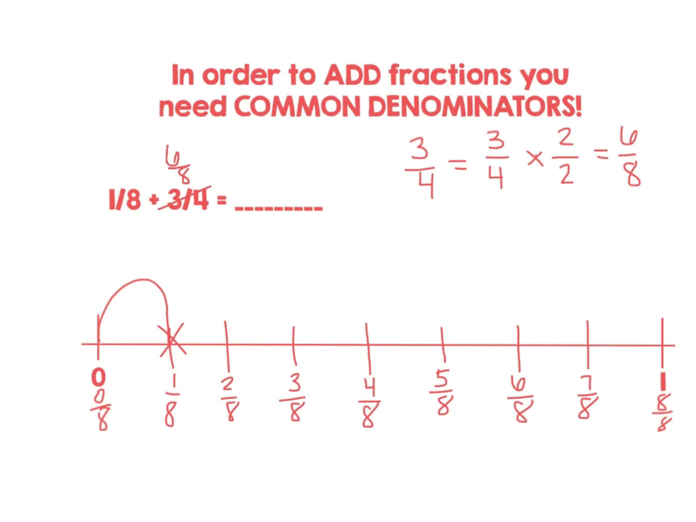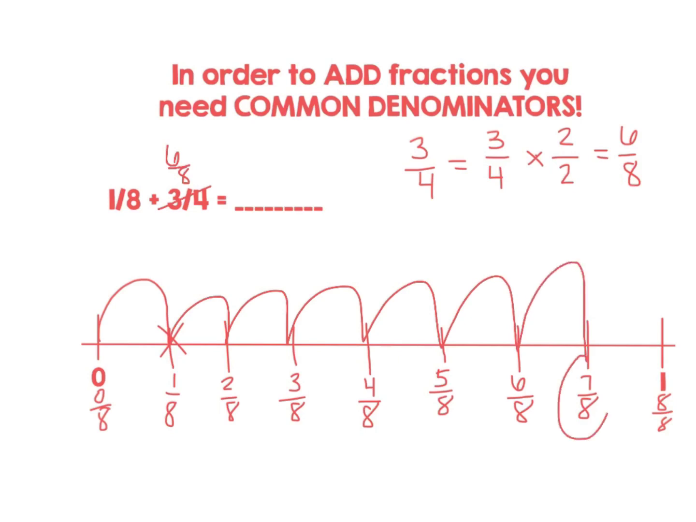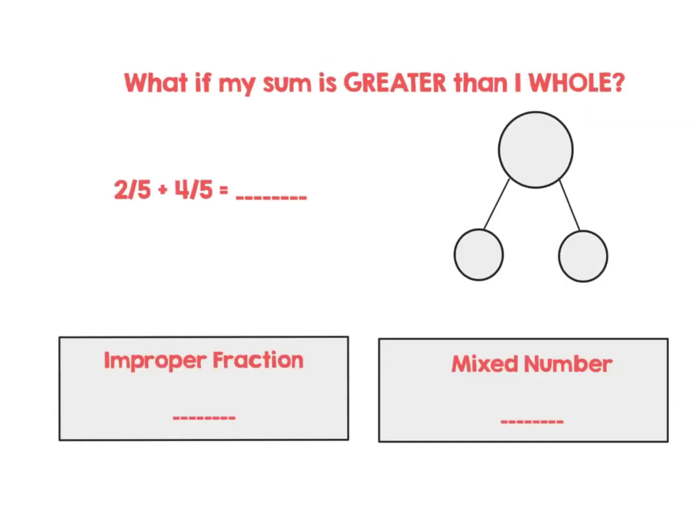So here we go. 1, 2, 3, 4, 5, 6. Hey, that makes sense that 1/8 plus 3/4, or 1/8 plus 6/8, is 7/8. We know that if we have common denominators, it's easy peasy lemon squeezy. Eighths and eighths. So I have 1/8 plus 6/8 is 7/8.